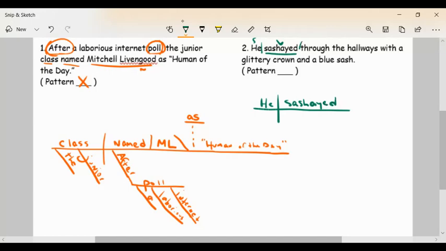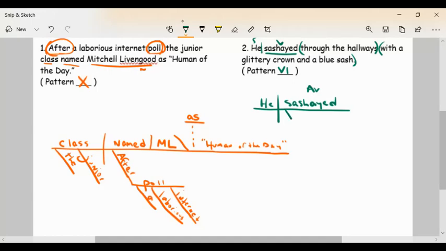And then I have a prep phrase, through the hallways. And here's a prep phrase with, and it's not just with a crown, but it's also with a blue sash. So I realize I have two prep phrases, but I never actually have any direct objects. So remember, when you have an action verb like sashayed, but I don't have "he sashayed what," I just have "he sashayed where and how," that means I don't have a direct object. So this is an action verb without a direct object, which makes it a pattern 6.